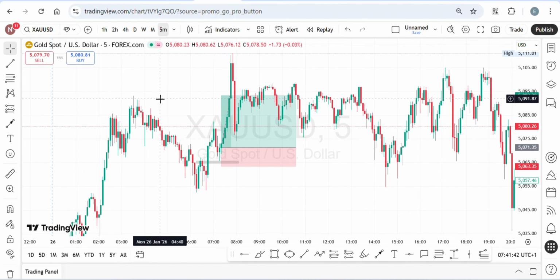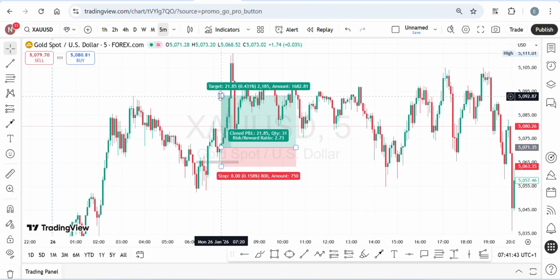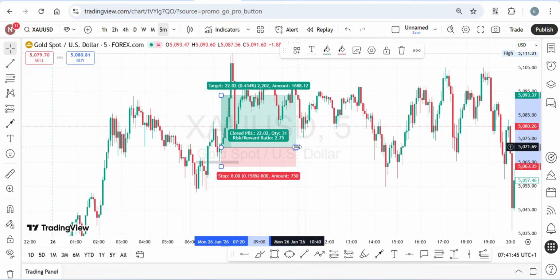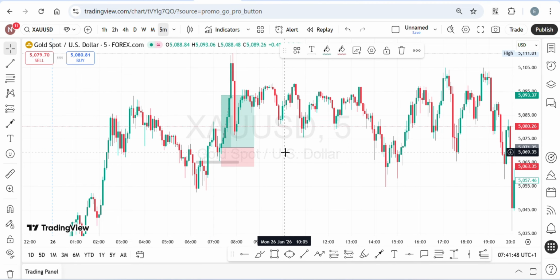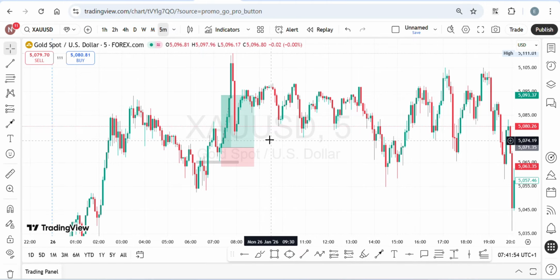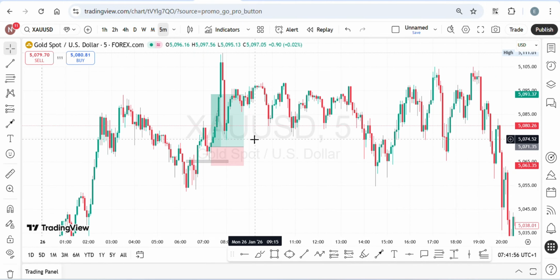and my take profit was here. You see, so that's how you take a position using price action and key levels. So this was just one setup.